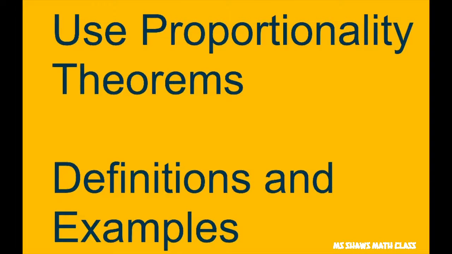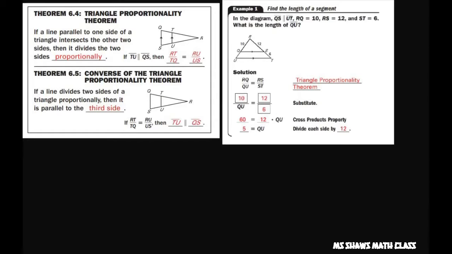Everyone, we're going to use two proportionality theorems and have some examples and definitions. So we'll get started. The two theorems that we're using are the triangle proportionality theorem, and it says that if a line parallel to one side of a triangle intersects the other two sides, then it divides the two sides proportionally. So there's your parallel lines right here.